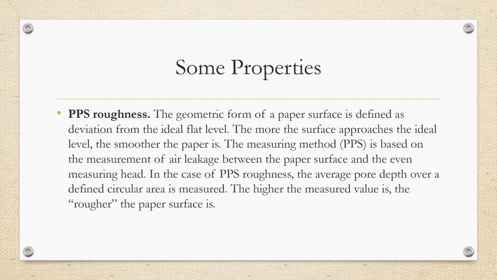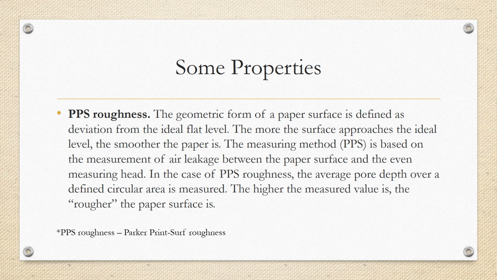The next one is the PPS roughness or the Parker Print Surf roughness. The geometric form of a paper surface is defined as a deviation from the ideal flat level. The more the surface approaches the ideal level, the smoother the paper is. The measuring method PPS is based on measurement of air leakage between the paper surface and the measuring head. Actually, this PPS is a scale of how rough the paper is.